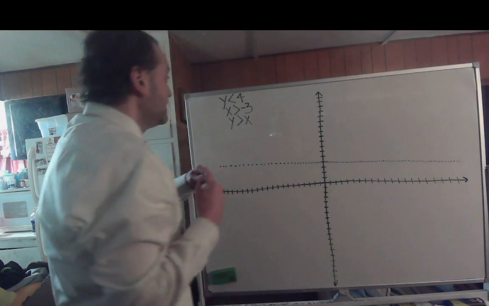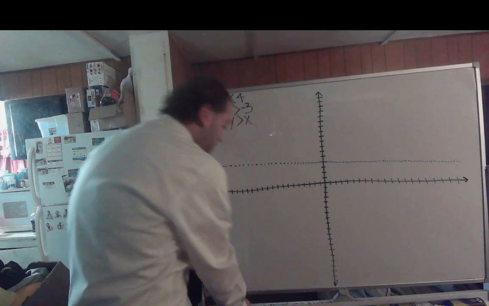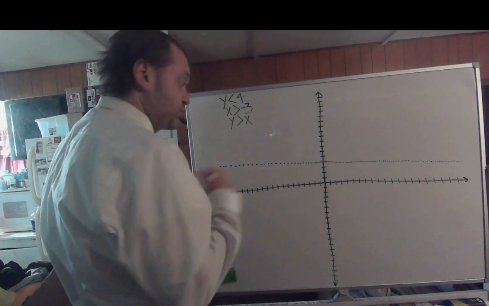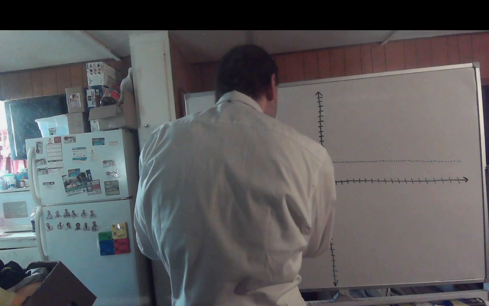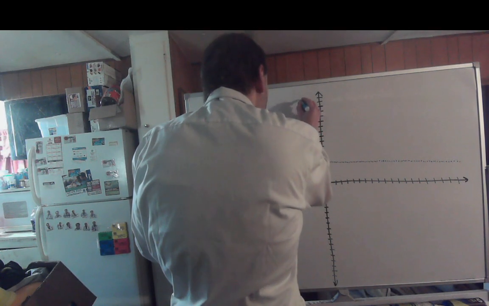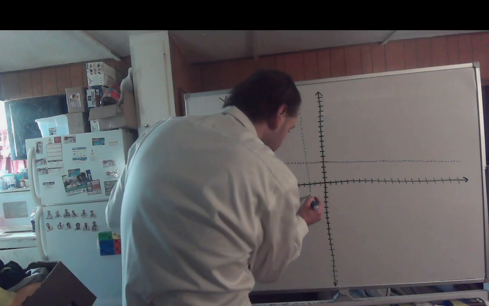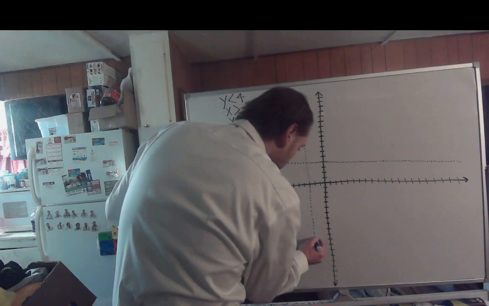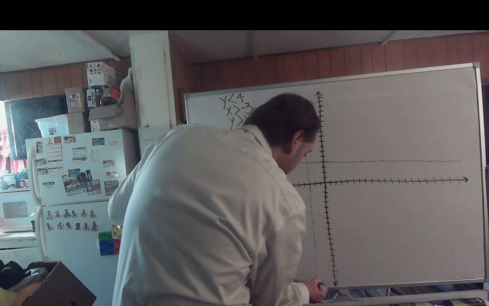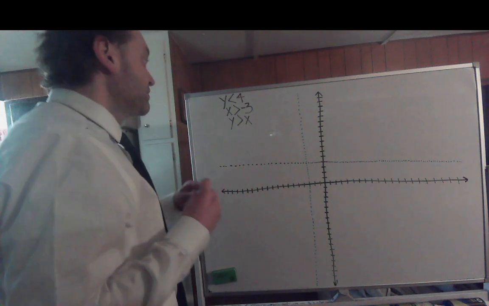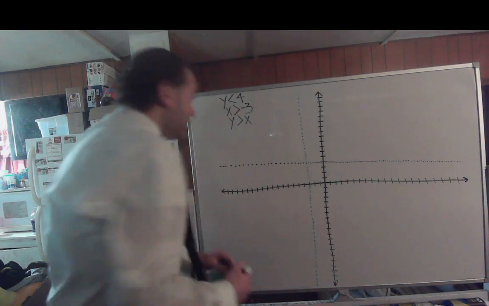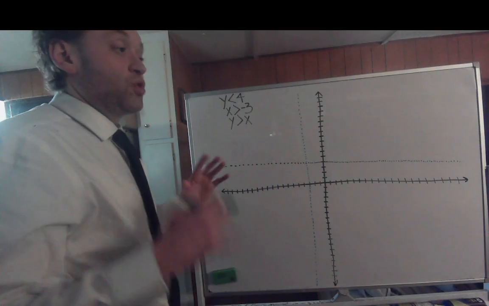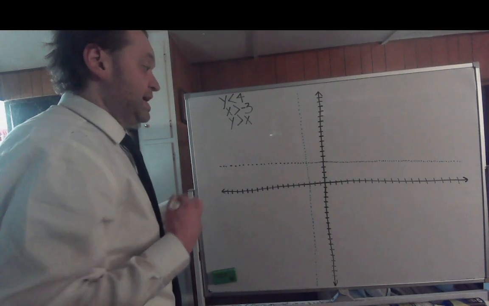Alright, and then we have x is greater than negative 3. Well, since it's not equal to negative 3, we'll draw a dotted line through x equals negative 3 to indicate that that's not part of your solution either. Alright, so we got the dotted line through x equals negative 3, and then we need to take care of y is greater than x. Well, again, since it's just greater than, you'll draw a dotted line through y equals x.